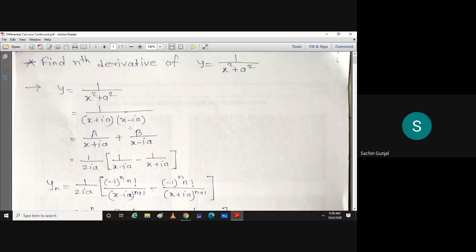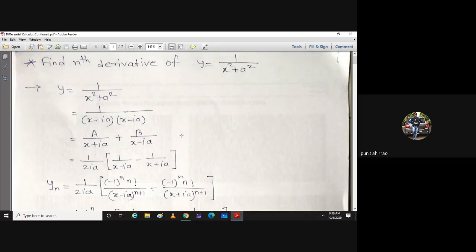Please do this partial fraction. a into x minus ai plus b into x plus ai is equal to 1, and find out a and b. Please do it immediately. Then you substitute x is equal to ai, you will get b, and substitute x is equal to minus ai, you will get a.